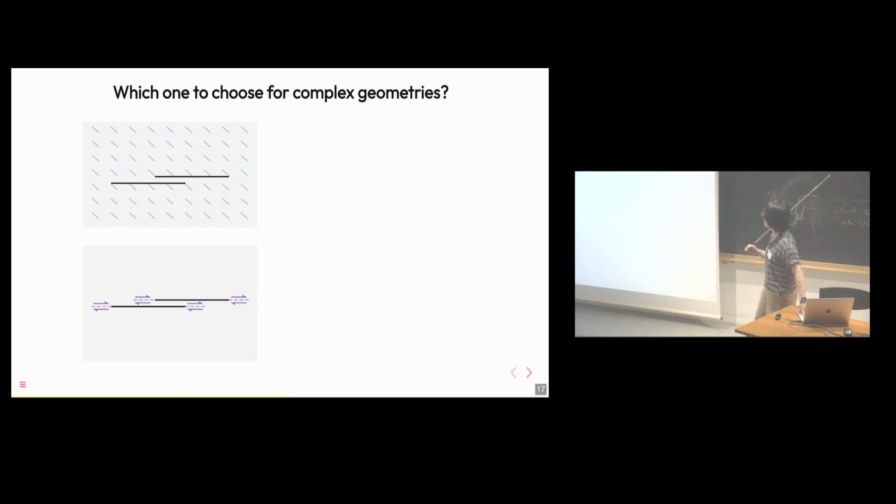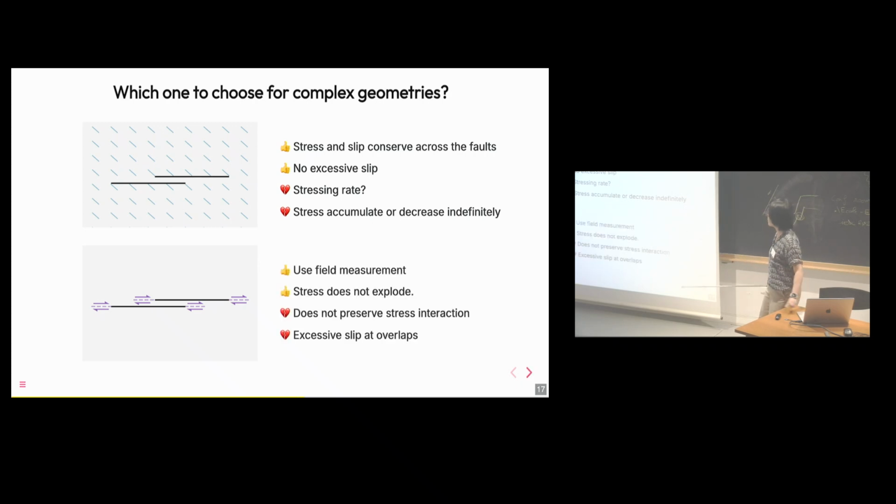So the fact is that actually they are both good and bad with all these methods. So for example, if you shear it at a constant stressing rate, your stress and slip really conserve across the fault, and there will be no excessive slip. But then it's hard to compare your slip rate with the geological records, and the stress could accumulate. But if you use this kind of stressing method, you could just use the field measurement, and the stress will not explode, which is pretty nice for long-term earthquake cycle simulations. However, it does not preserve stress interaction, and I will show it later. And the excessive slip will occur because you stress it at a constant slip rate, so the slip rate will actually double at the overlap.